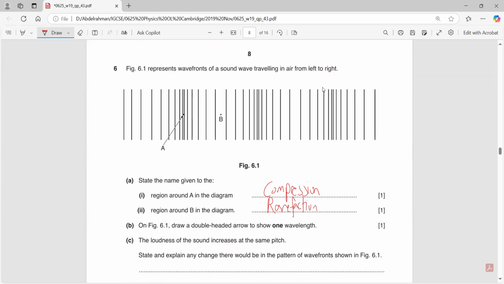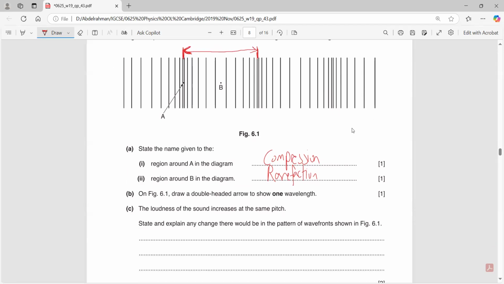One wavelength would be the distance between two successive compressions or two successive rarefactions. So the distance between this point and this point. These are two successive compressions. This would be one wavelength.